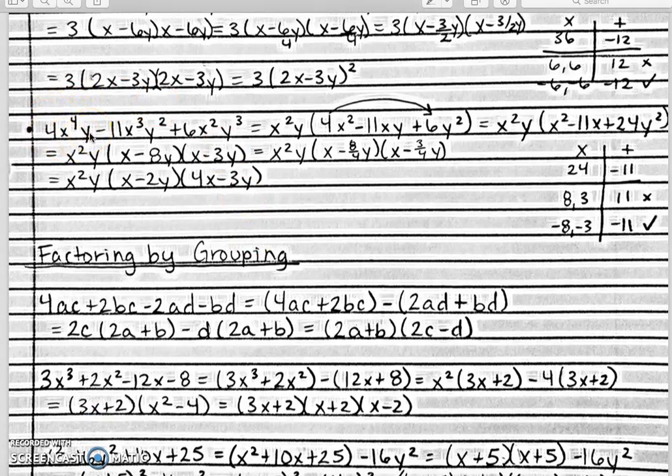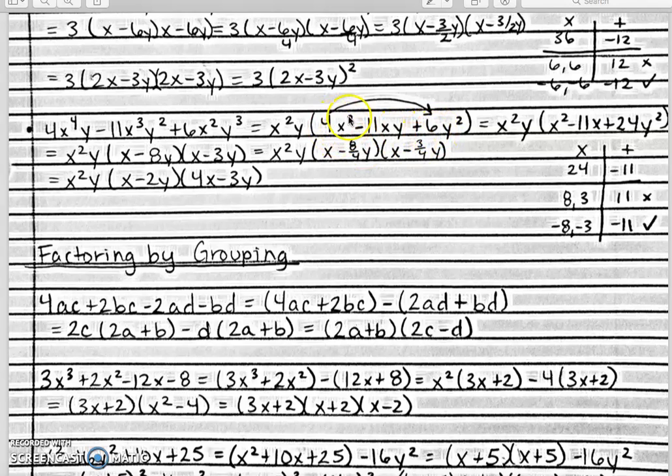Here's another example. So I have 4x to the 4th y minus 11x cubed y squared plus 6x squared y cubed equals, and then I went ahead and pulled out a common factor to all of these terms. Here I couldn't pull out a number, but I noticed that each of my terms contains an x squared at least, and they all contain a y at least, so I take those out. And that leaves me with 4x squared minus 11xy plus 6y squared.